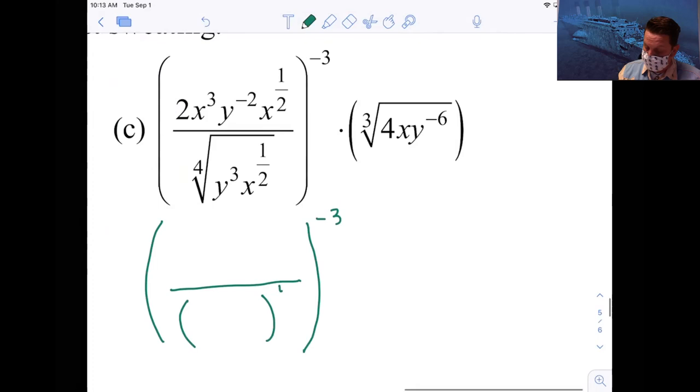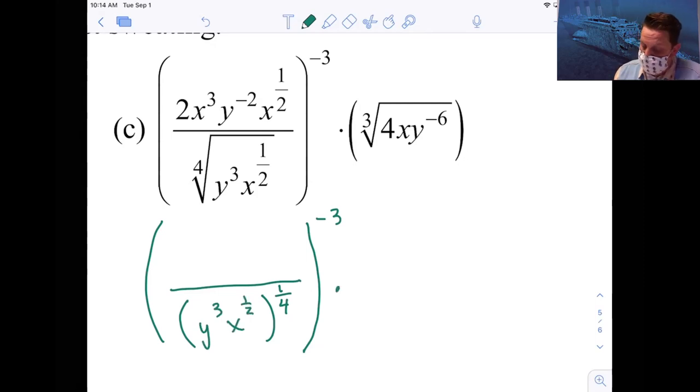Quarter. Good. 1/4 power. And again, you can use the horizontal division bar, which is the obelus, or you can use the slanted bar, the dash, the vinculum, the solidus, whatever you want to call it, because it's only a 4 in the denominator. So inside there, we get y cubed x to the 1/2 power.